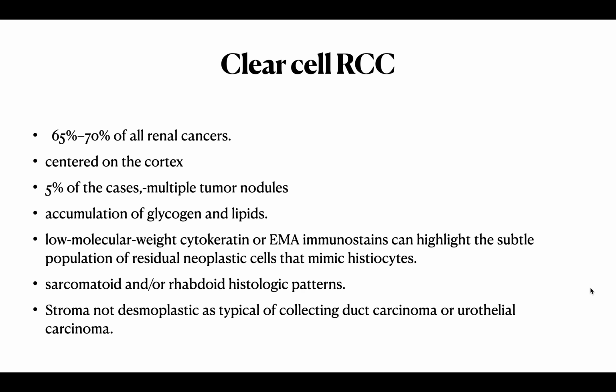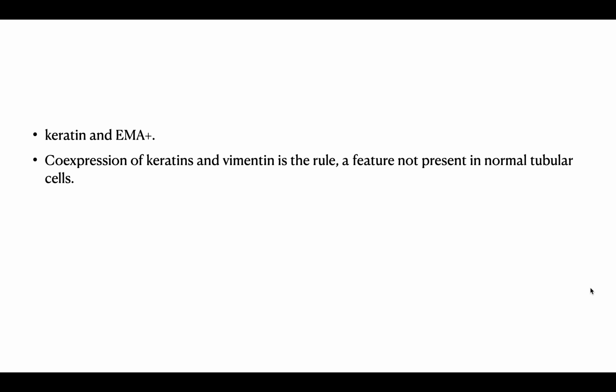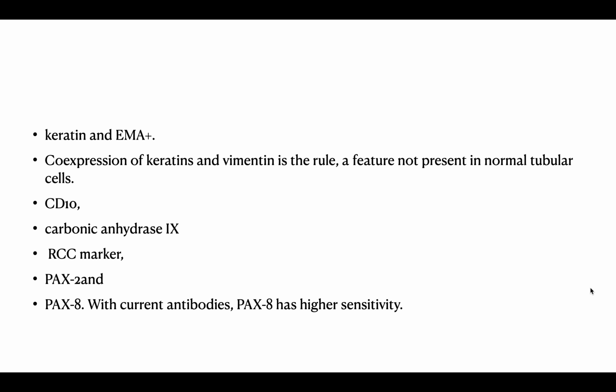So when you see desmoplastic stroma, you should think of collecting duct carcinoma or urothelial carcinoma. And it is keratin and EMA positive. Co-expression of keratin and vimentin is the rule, a feature not present in normal tubular cells. CD10 positive, carbonic anhydrase 9 positive, RCC marker positive, PAX2 and PAX8. With current antibodies, PAX8 has a higher sensitivity. CK7 expression is typically rare in clear cell RCC.